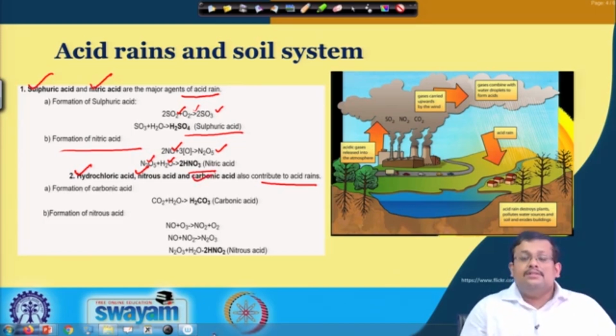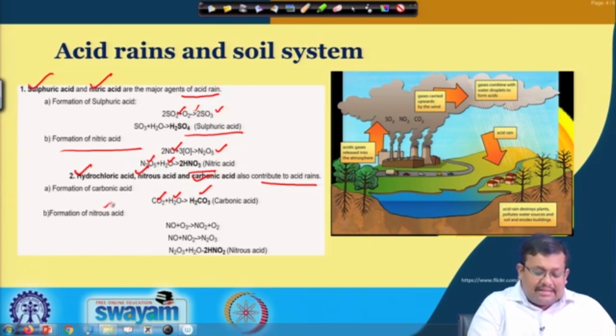How is carbonic acid generated? This carbonic acid is generated because of the reaction of carbon dioxide with water vapor. As you can see here, when carbon dioxide reacts with the water vapor, it produces carbonic acid.